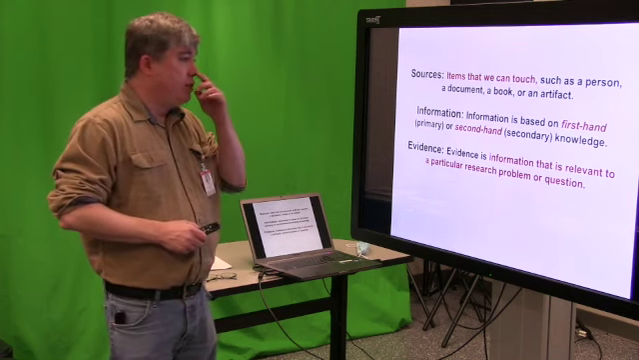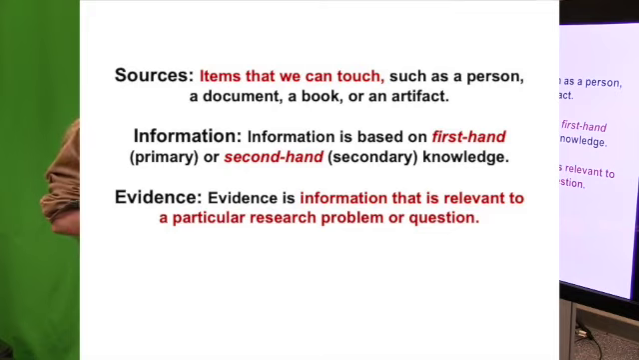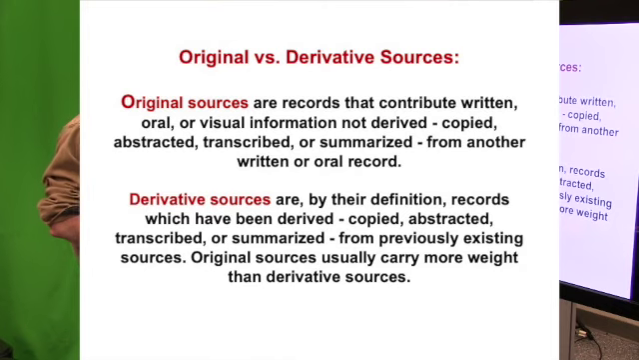Sources are items that you can touch, like a person, a document, a book, or an artifact. Then there's information, which is based on first-hand, primary, or second-hand, secondary knowledge. Evidence is information that is relevant to a particular research problem or question. Then I'm not going to really say a whole lot about these, but just original versus derivative sources.